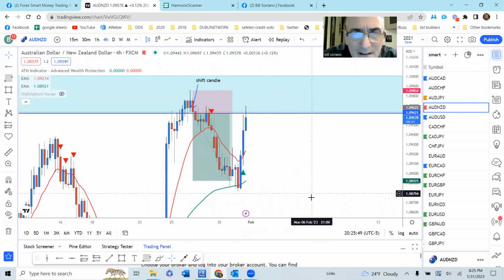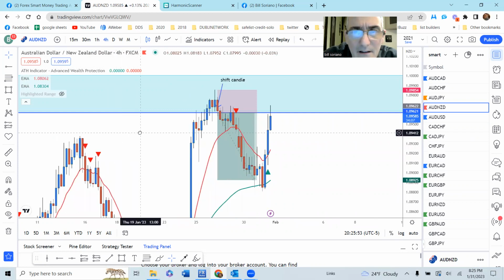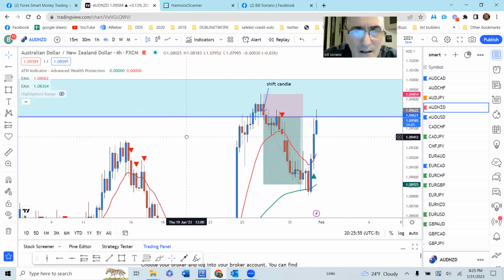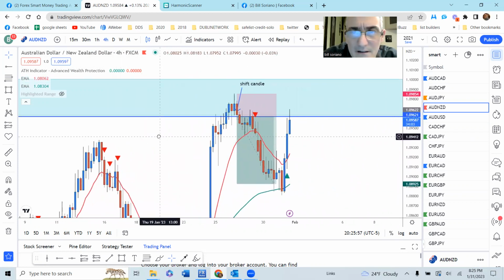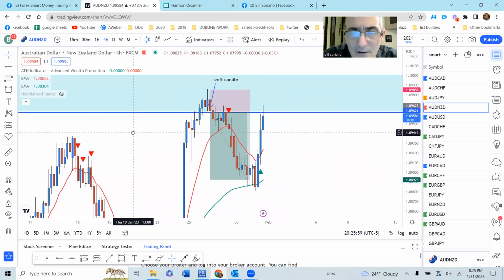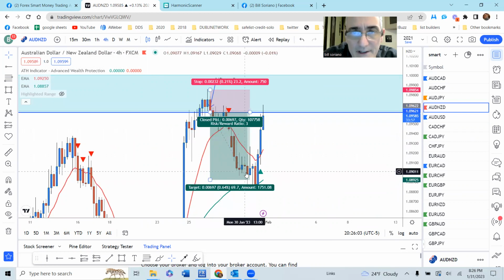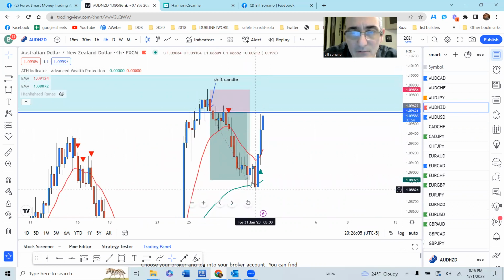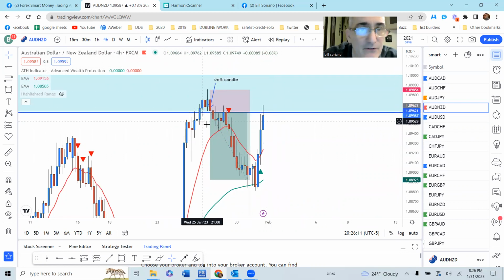And let's see what we're doing here. Okay, so this was a trade from the other day, which was a winning trade, obviously. That was the shift candle right there. It went down, then it went back up, and now it's back up into our 4-hour area of interest, right?